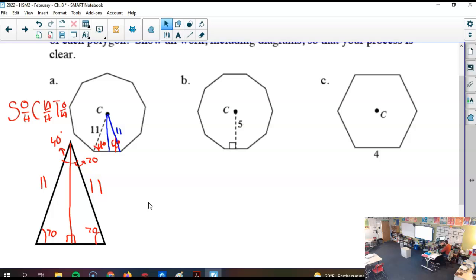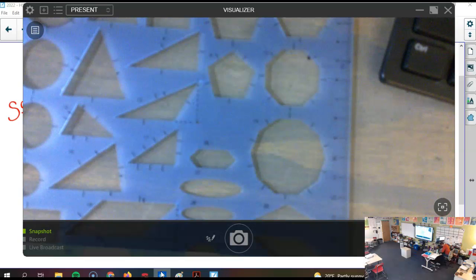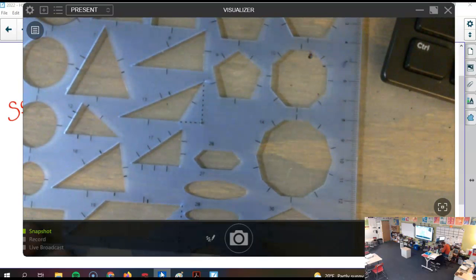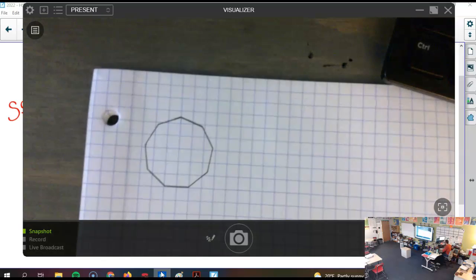So what's the first thing that we can figure out about our nonagon? Almost sounds like it's saying not-a-gon. Nonagon. Well, the diameter is 22. Okay, awesome. Diameter is 22. I love the shapes templates. They let us so easily cheat.